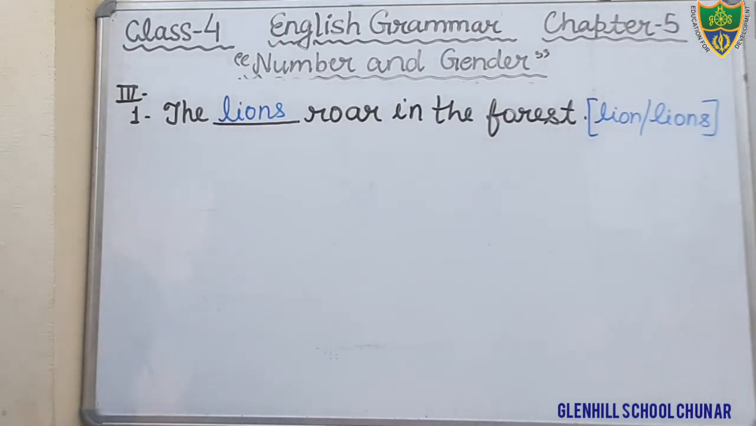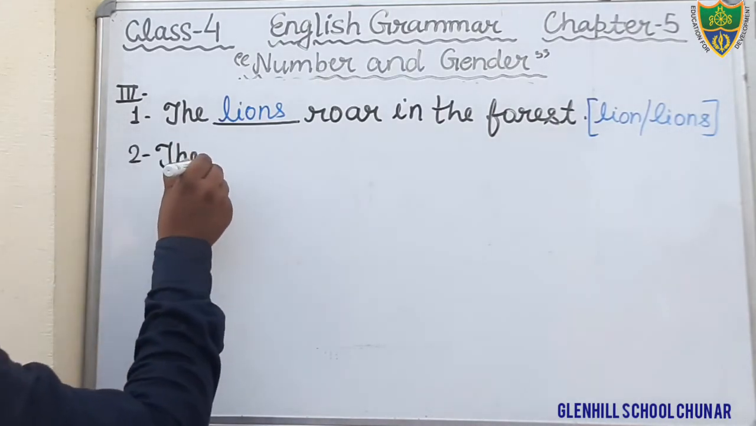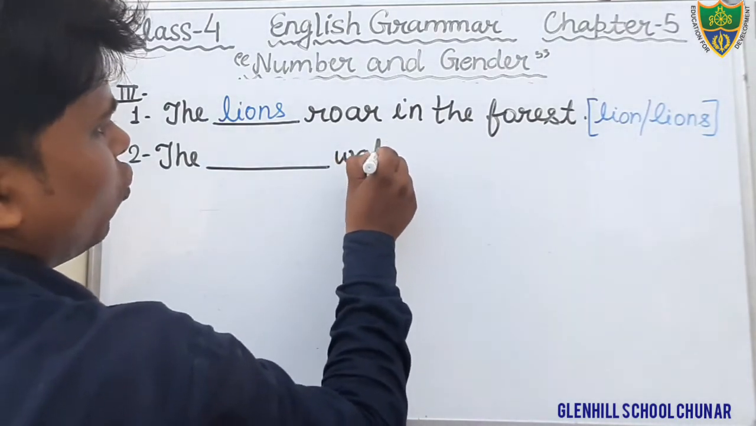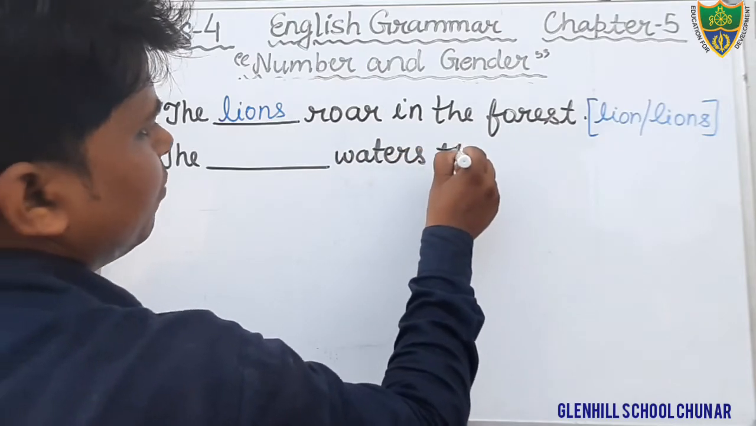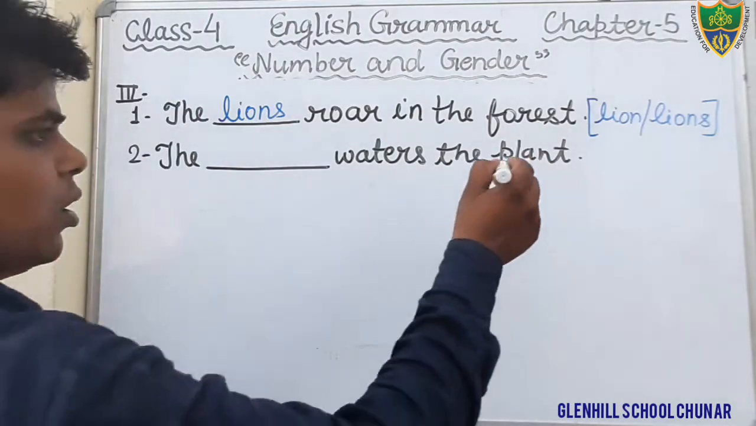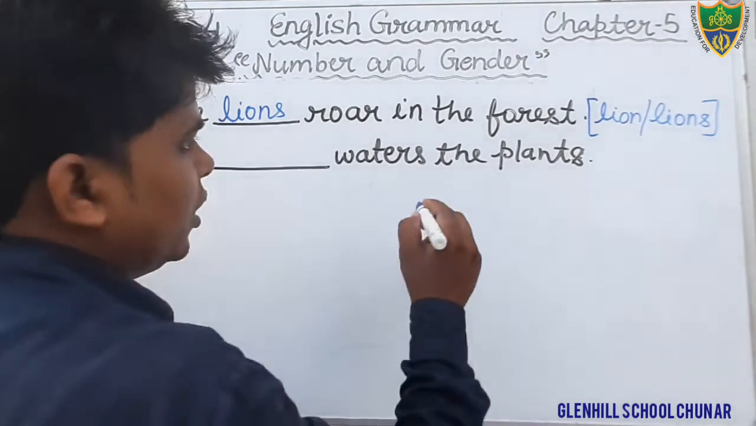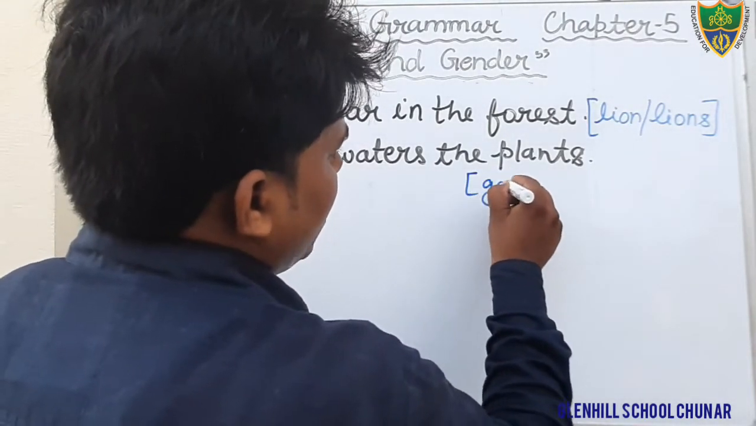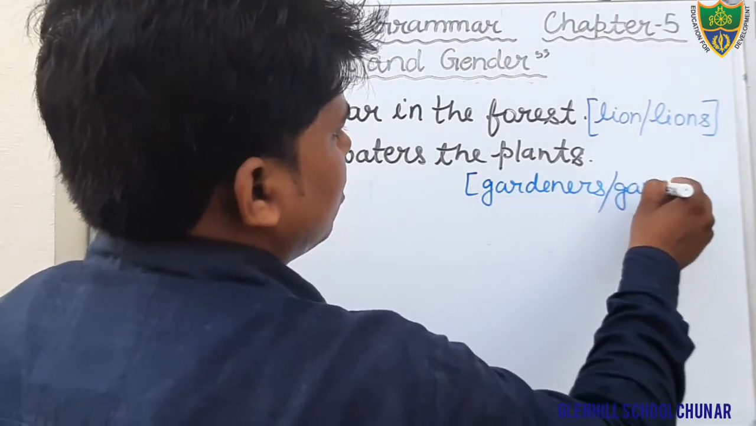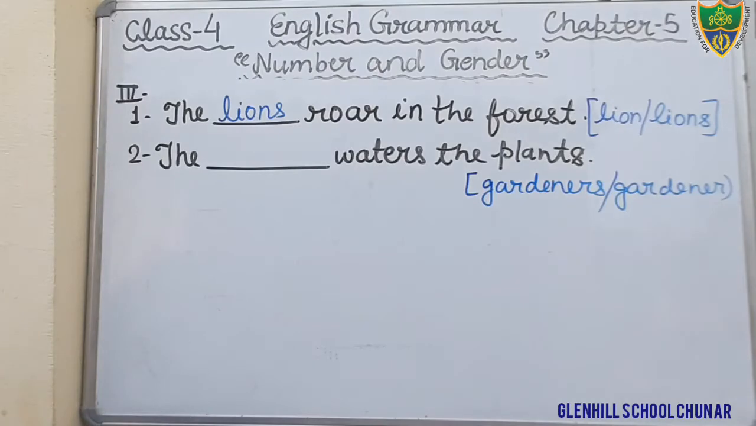Now just see the next question. What is given here? The blank is given here. Waters the plant. Here students, the options given are gardeners and gardener. Okay, these two options, gardeners and gardener.